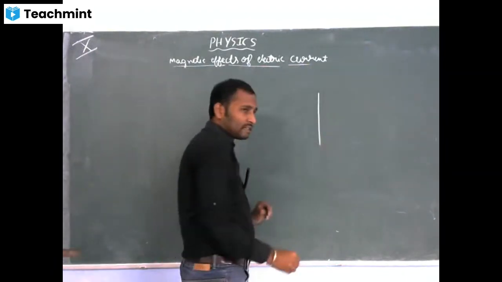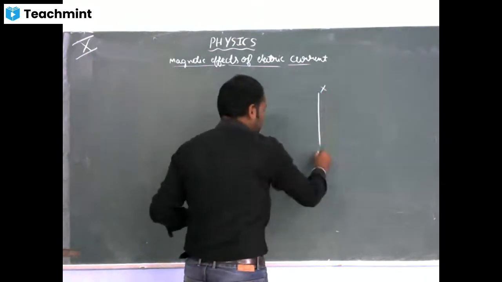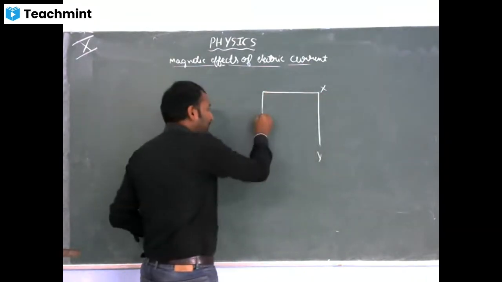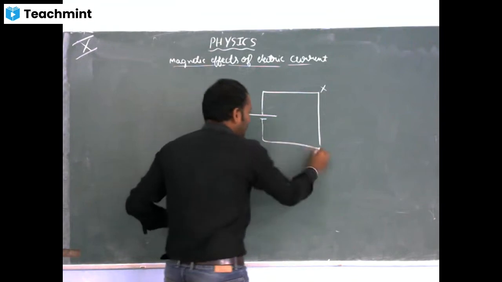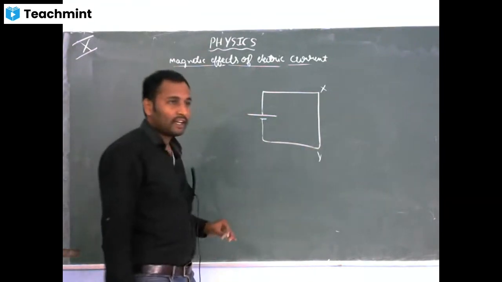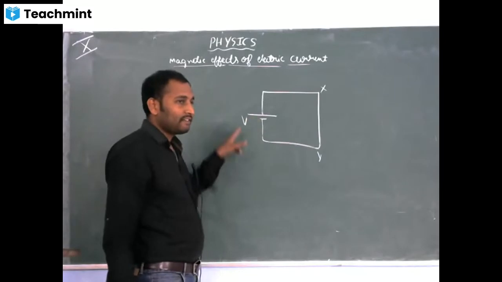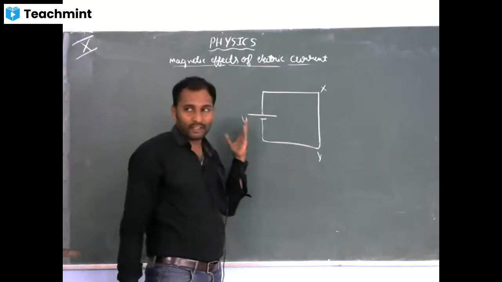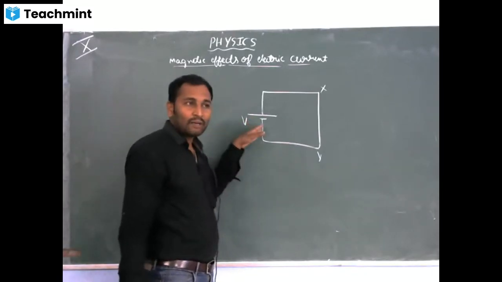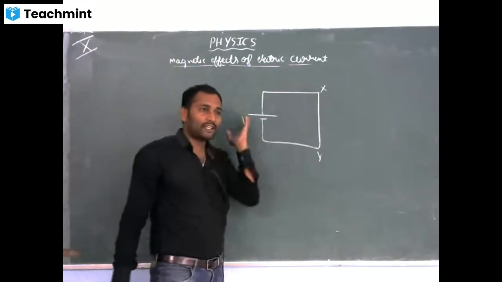So this is a copper wire. I will take it as X, Y. In order to make current flow in a copper wire, what should I apply? I have to apply voltage. I should use a battery. When I apply voltage, what will happen? What is potential difference? The amount of work done in bringing positive charges from one point to another point.